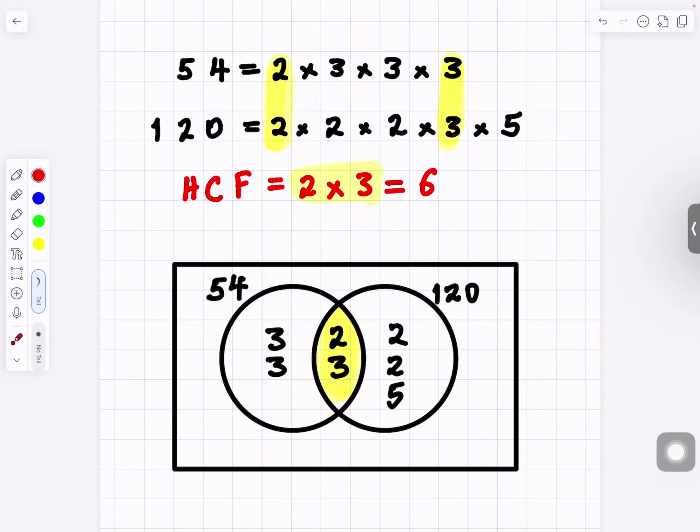Or if you put them in a Venn diagram, the 2 and the 3 will be in the middle. And you multiply the ones in the middle, it gives you the highest common factor. So that's how you do that question.